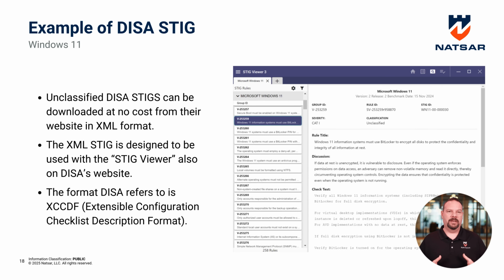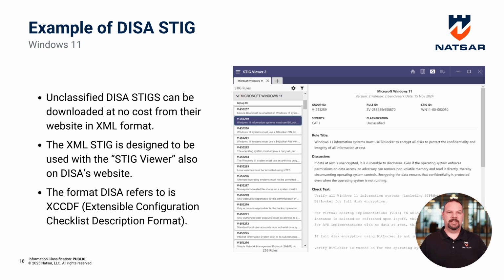Now here's an example of DISA STIGs for Windows 11. So apples to apples here on a Windows 11 system. The unclassified version of DISA STIGs can be downloaded at no cost from their website in XML. So while CIS benchmarks are nice because you can just look at them as a PDF, and you could manually go through and do all those changes on a system, the DISA STIGs don't have that nice PDF view, but instead they have an XML format, and they have a free tool called the STIG Viewer, which I'll show you in just a bit, also available on DISA's website.